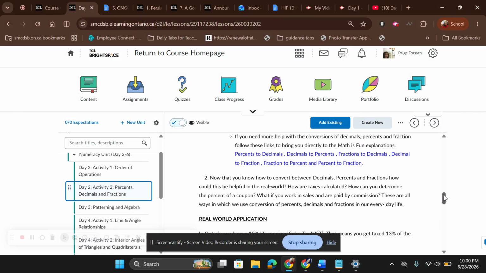And so just some questions here about the real world. How are taxes calculated? How can you determine the percent of a coupon? What if you work in sales and are paid by commission? So if you work in sales, you're not necessarily paid by the hour, you're paid by a percentage of what you sell. So a lot of realtors are paid by commission.